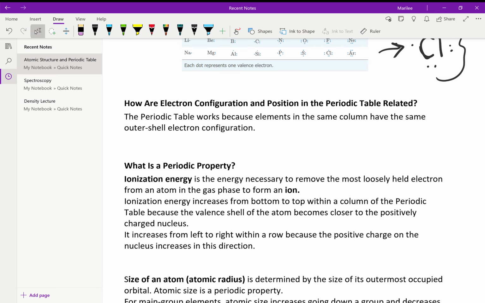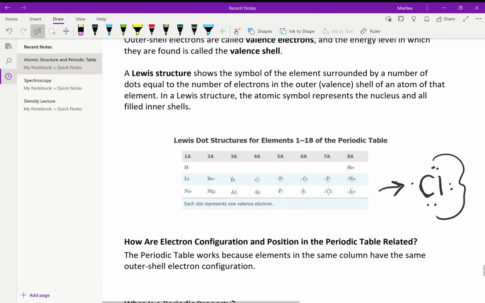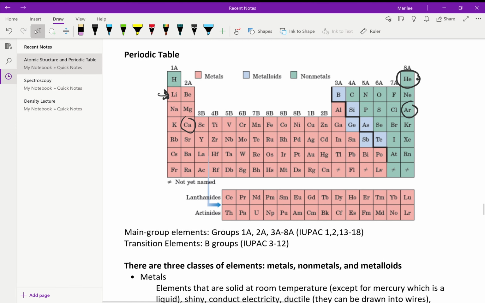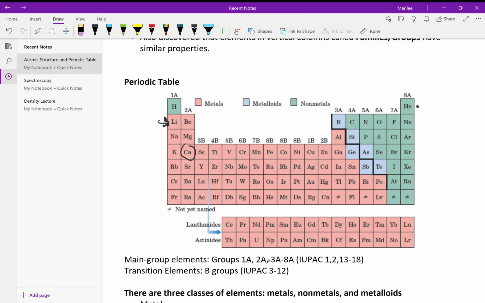How are electron configuration and position in the periodic table related? Well, the periodic table works because the elements in the same column have the same outer shell electron configuration. So let me explain that in detail for you. Going back to the periodic table, we see here our halogens, 7A. Fluorine, chlorine, bromine, iodine, they all have the outer shell 7 electrons.